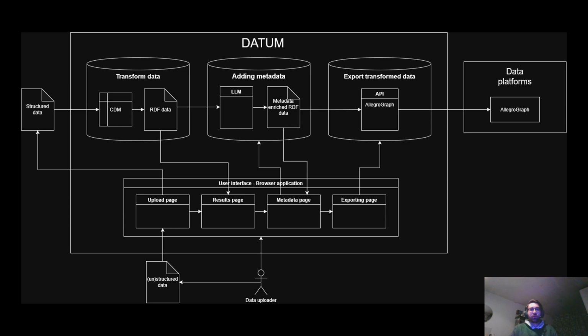I have included an API to a Lego graph, which will then push the data that you've created, this RDF data, into the Lego graph server. So this is the whole structure as it is working now, except for the metadata part. That one is not yet implemented. The other parts are all there. So I will now show you how that works.